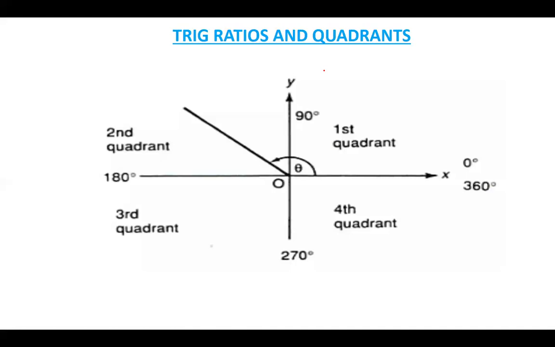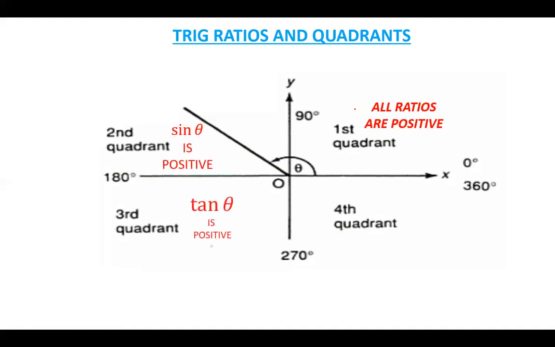So this is exactly what I am talking about when I talk about the quadrants. All trig ratios are positive in the first quadrant. In the second quadrant, only sine is positive. In the third quadrant, only tan theta is positive. And in the fourth quadrant, only cos theta is positive. All right, so these are the angles that we are talking about.